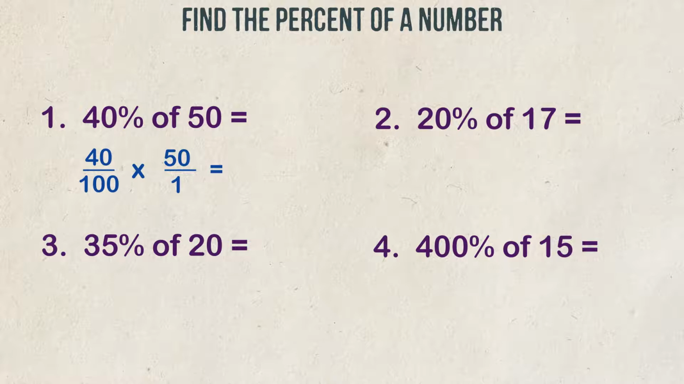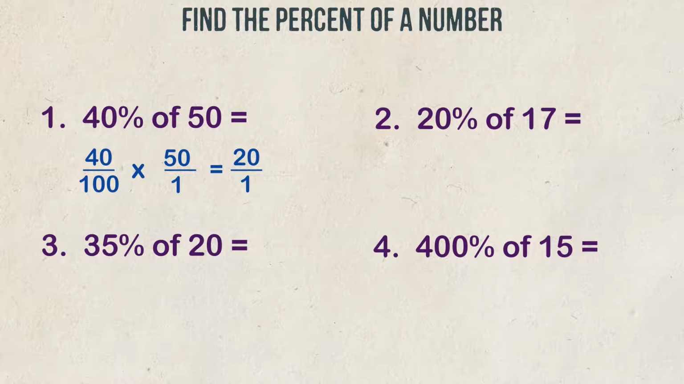Now that we have our equation set up, we can multiply 40 times 50 and get 2,000. We multiply our denominators of 100 times 1 and get 100. This can be simplified down further as 2,000 over 100 equals 20. So 40% of 50 is 20.